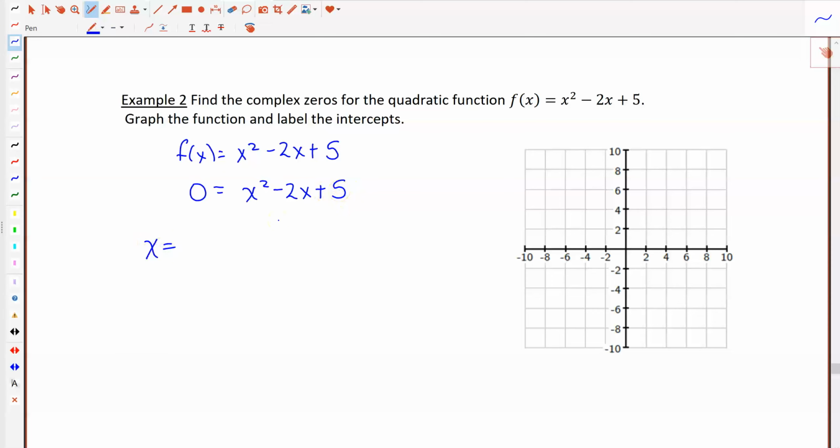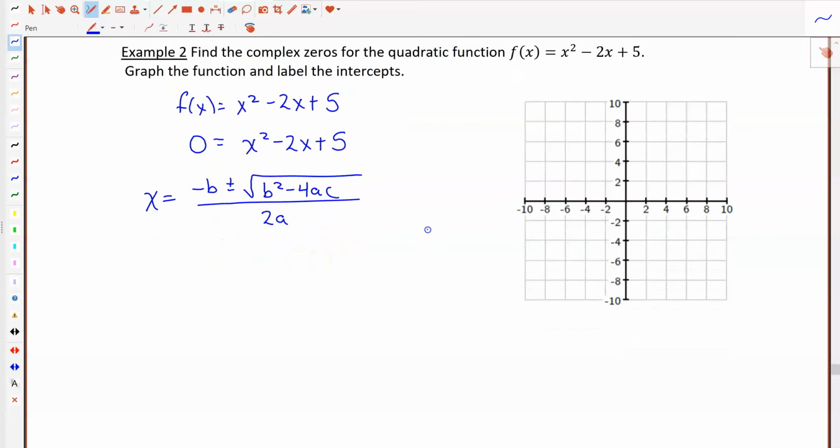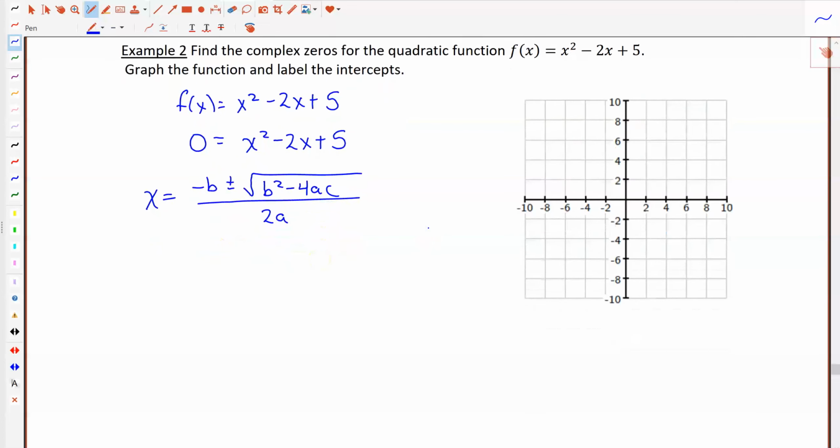As a reminder, the quadratic formula is negative b plus or minus the square root of b squared minus 4ac, all over 2a. Anytime you're trying to commit a formula to memory, it's best when you're doing your homework to write it every single time, so that way it just starts becoming something that you repeatedly see.